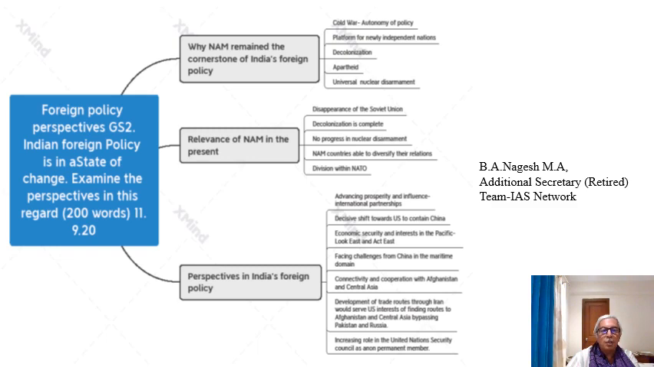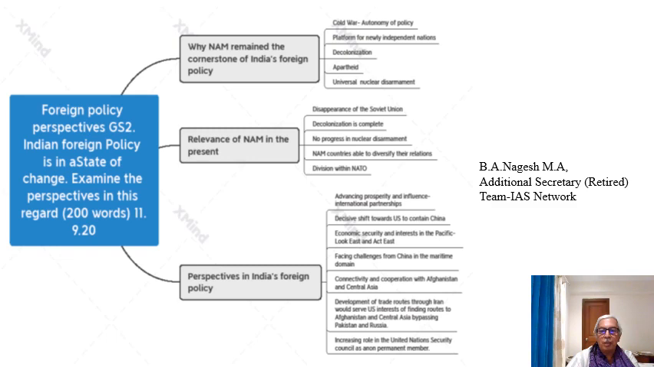So in a discussion on India's foreign policy perspectives in this regard, you would have to highlight in brief the reasons for non-alignment movement remaining the cornerstone of the foreign policy. Cite the reasons. This will not take much part of the answer. The points which have to be stressed in the answer is how NAM is not relevant in the present due to changed circumstances. You highlight all the changes which we have discussed earlier. Then you come to the perspectives in India's foreign policy.